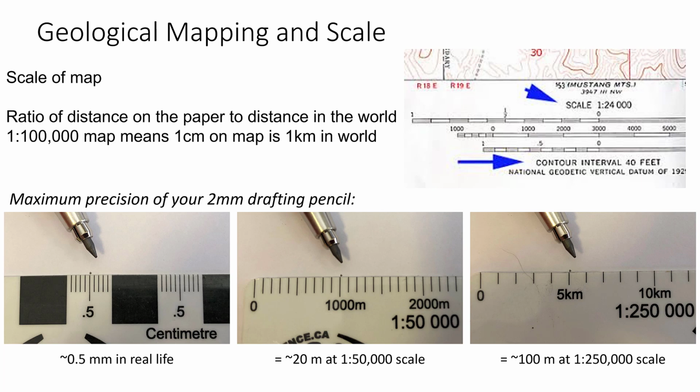So if you take your 2 millimeter drafting pencil, even with a sharp point, the smallest dot you can really get, as shown on the bottom left, is about 0.5 millimeter in real life. I've used my handy field scale card to show what that looks like at different map scales. So in the middle, if that dot were plotted on a map that's a 1 to 50,000 scale, that dot represents about 20 meters diameter. And if we go further to a scale of 1 to 250,000, that little dot represents about 100 meters at that scale.